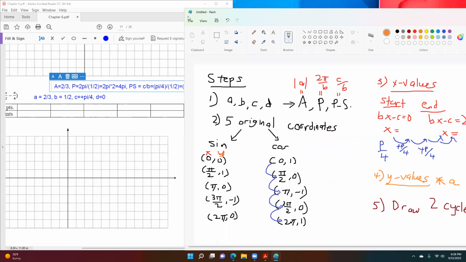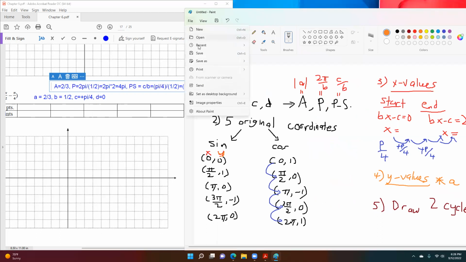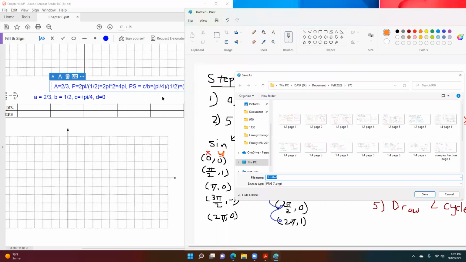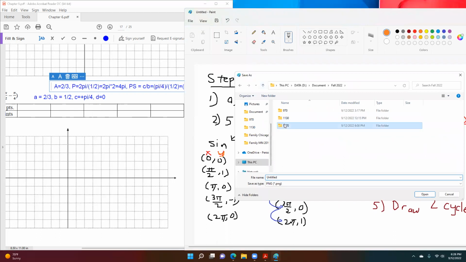So let me save this so you guys can see this when I write it down, because sometimes it's hard to type on a Word document. That's why sometimes it's hard to teach using Zoom.